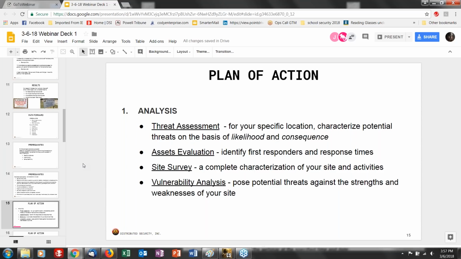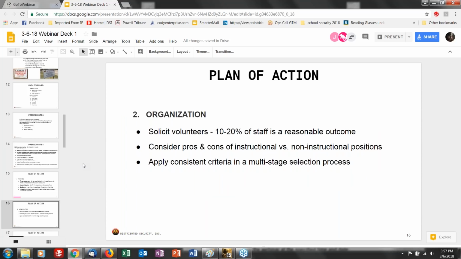The second step in a plan of action is organization of your security cadre. And it begins, once your policy is in place, by soliciting volunteers. And 10 to 20% of your staff volunteering at the front end of your process is a very, very reasonable outcome.